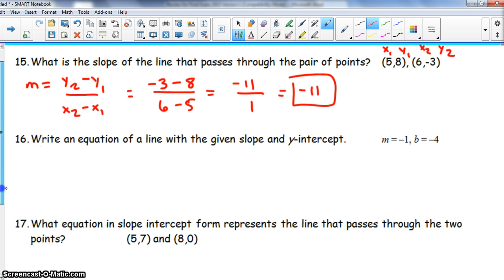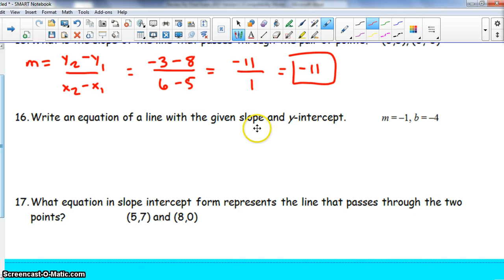Number 16 says write an equation of the line with the given slope and y-intercept. Well, slope-intercept form is y equals mx plus b. So all we need to do is plug in m and plug in b, and we end up getting y equals negative 1x minus 4, or y equals negative x minus 4. They mean the same thing.